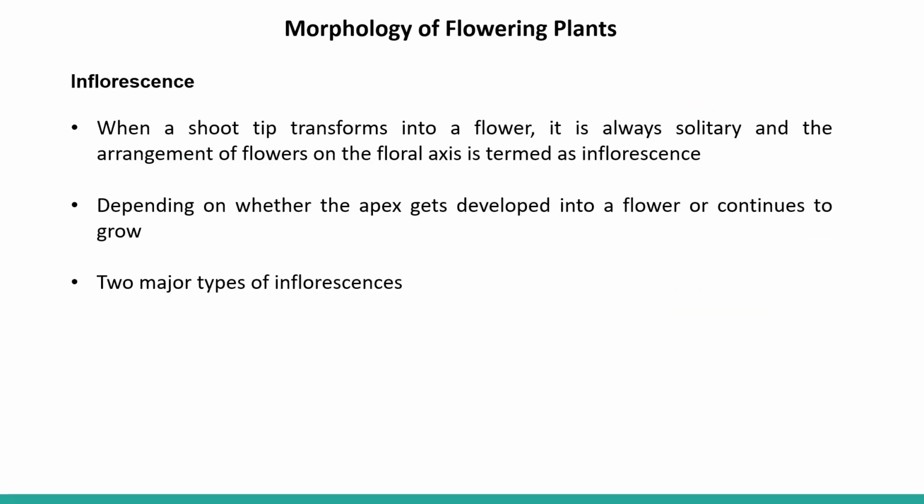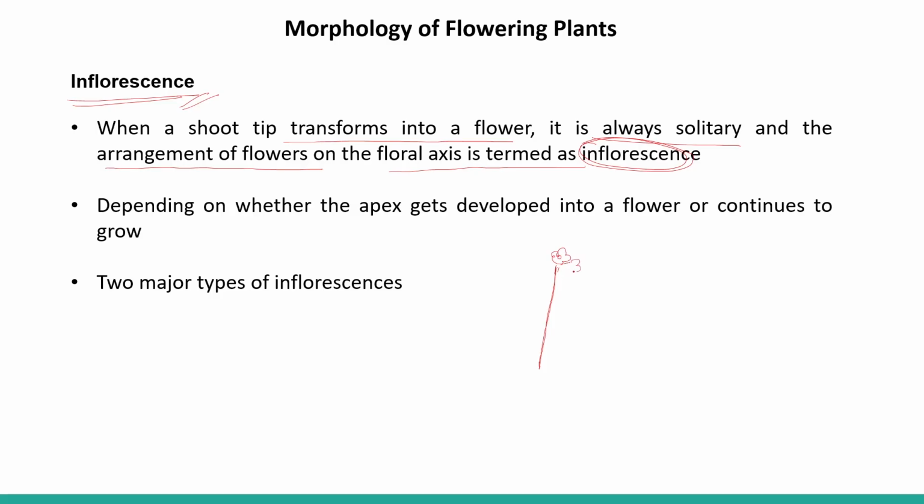Okay. Now comes the inflorescence. Till here we have studied about the leaf. Now comes the inflorescence. When a shoot tip transforms into a flower, it is always solitary, and the arrangement of the flowers on the floral axis is termed as inflorescence. So here we can see the tip of the branch giving rise to a flower.